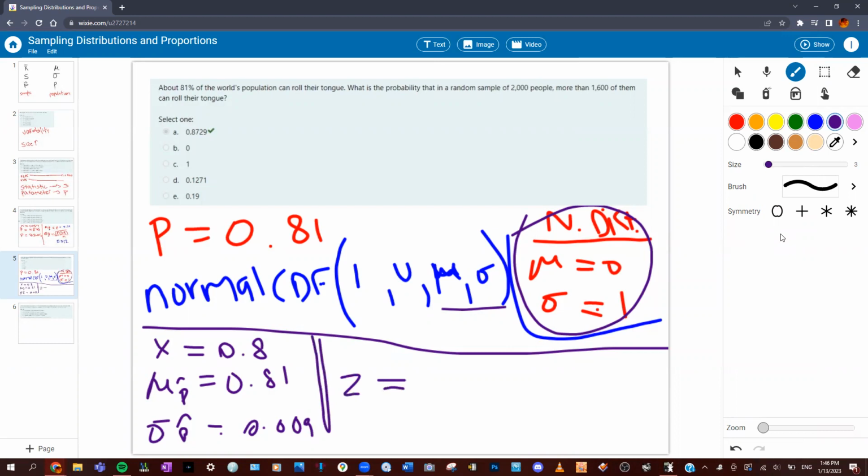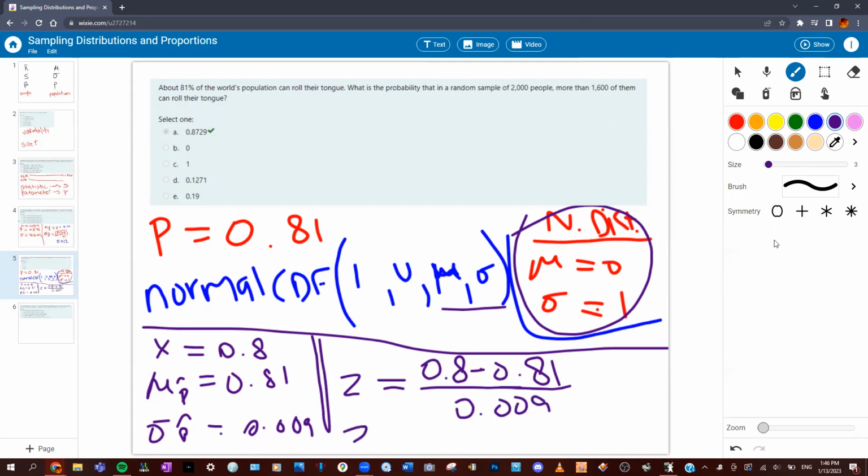I know this takes a long time. That's just because I'm explaining it. So to find a z-score, remember, it is x minus the mean, divided by the standard deviation.